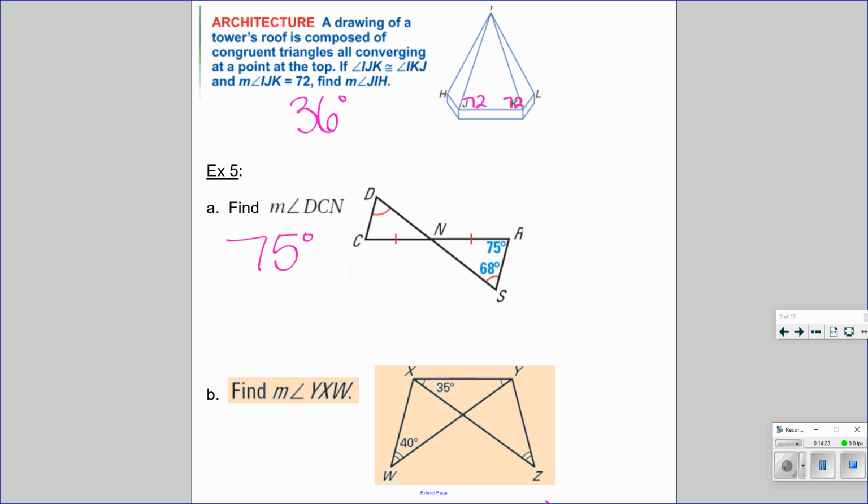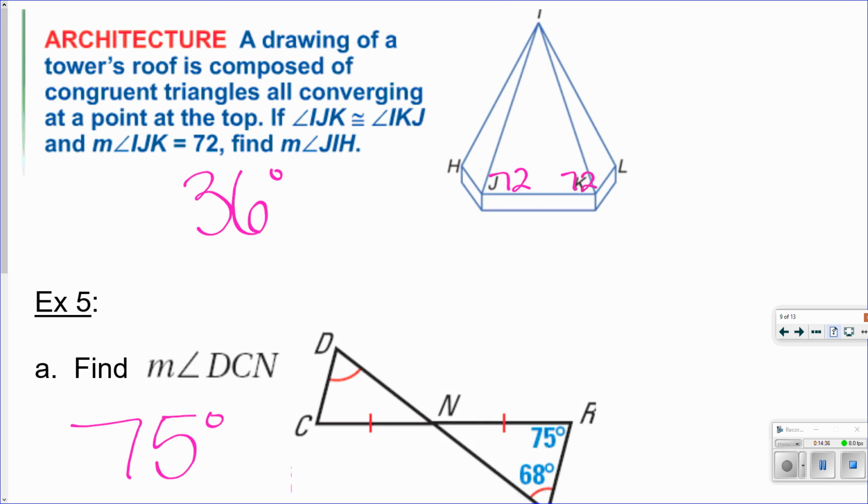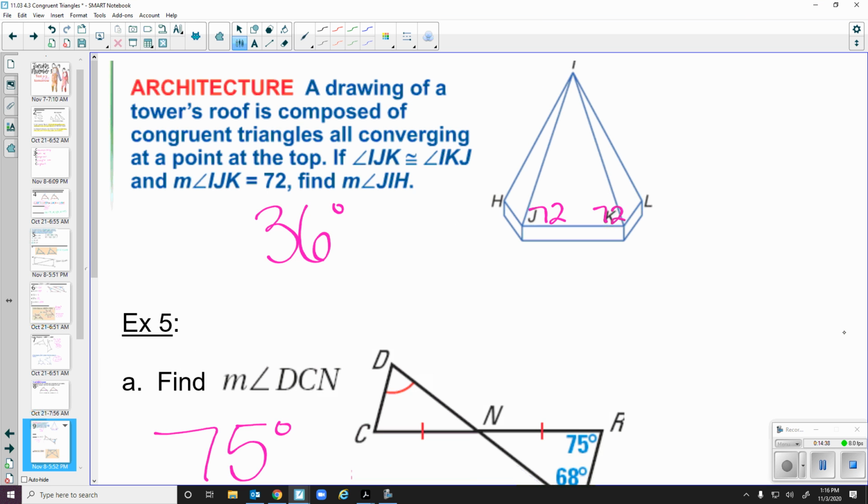Okay, are you good with the first one being 36? What about the second one being 75? Are we okay with that? Yes? Okay. What's the answer for the third one? 105 is correct. How did you get to it?